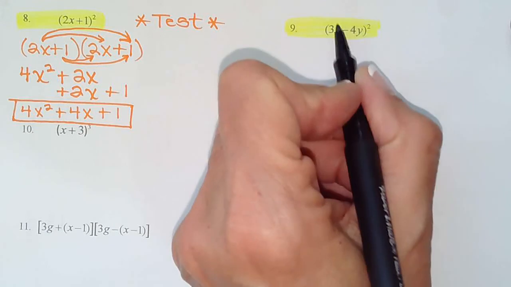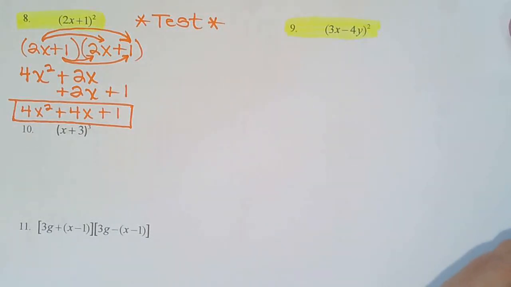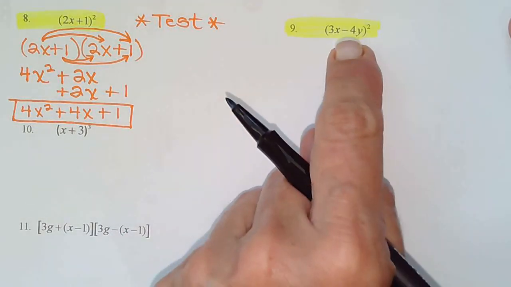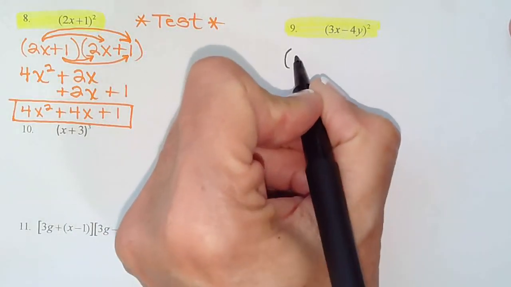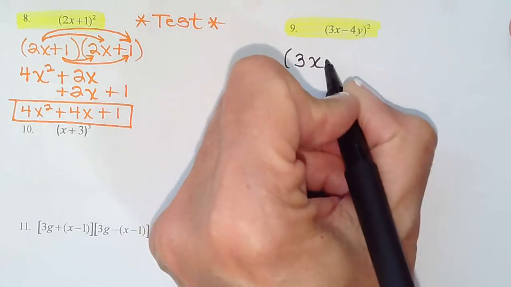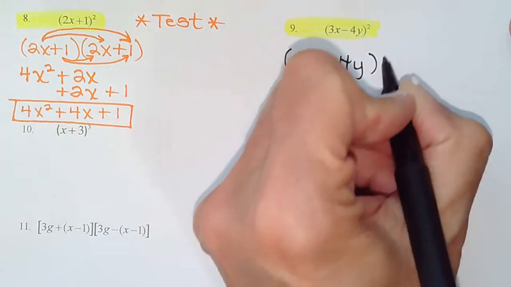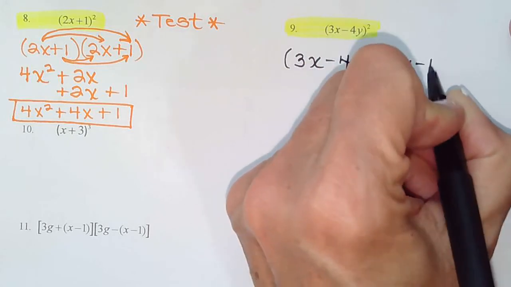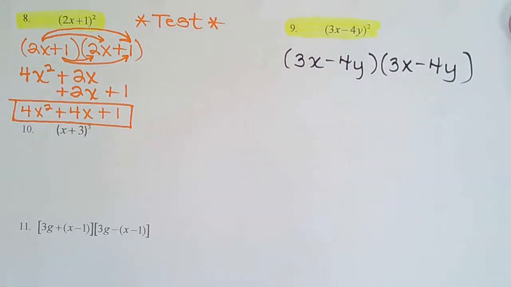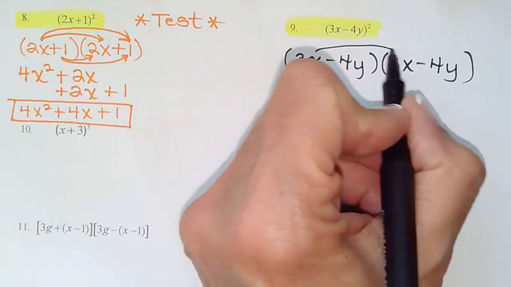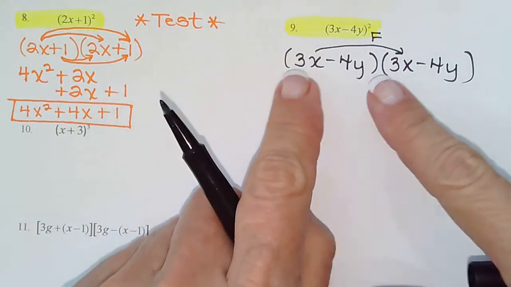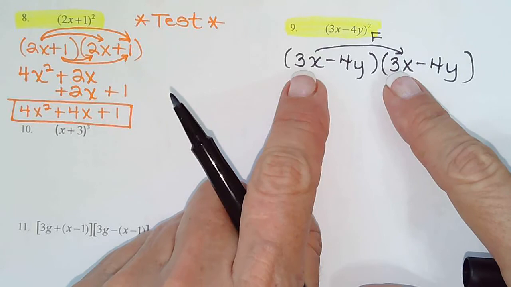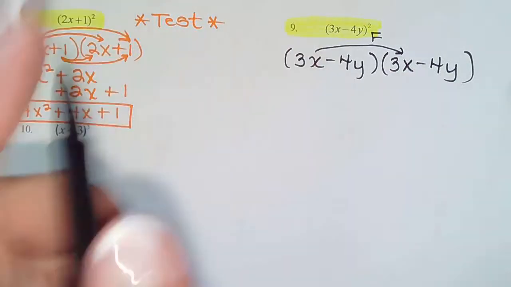So again, no distributing. The only time I can distribute that too is if it's multiplication or division, and this is not. So what that means is write what this means. This is 3x minus 4y times 3x minus 4y. That's what that means. Anything squared means it times itself. So then I can start the whole FOIL process. So from F, don't forget to add exponents, I get 9x squared.